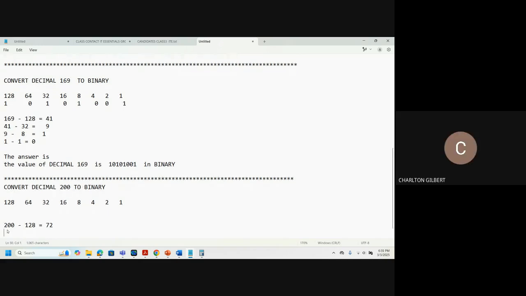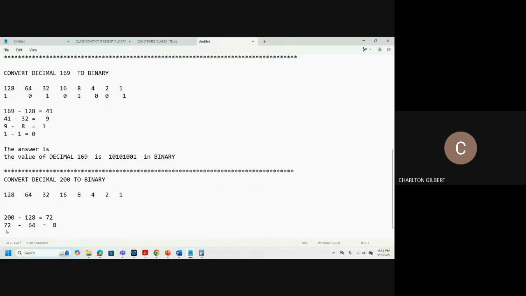Then we minus 64. That's 8. Then it's 0, 0. Then we come to 8. That gives you also a value there, so that's a 1. So 72 minus 64 is 8.